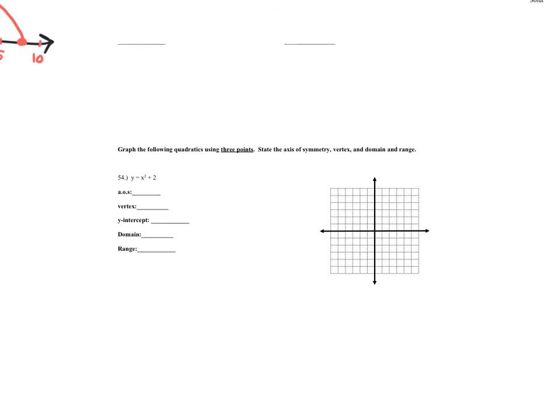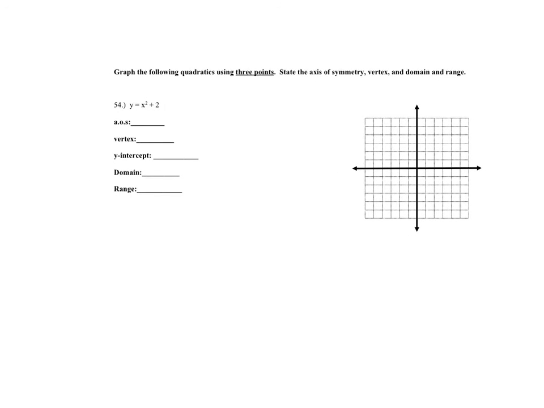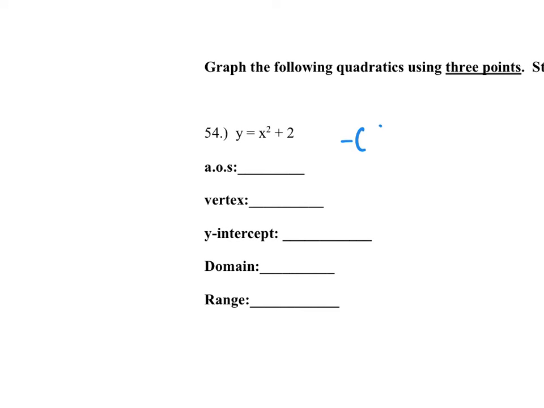I realized here now we had skipped a few pages, so sorry that this is going to be bouncing around. But let's go ahead and finish off while we're here with the quadratics. So we're going to do the same process. Axis of symmetry is negative b divided by 2a. But notice that this time our b is equal to 0.